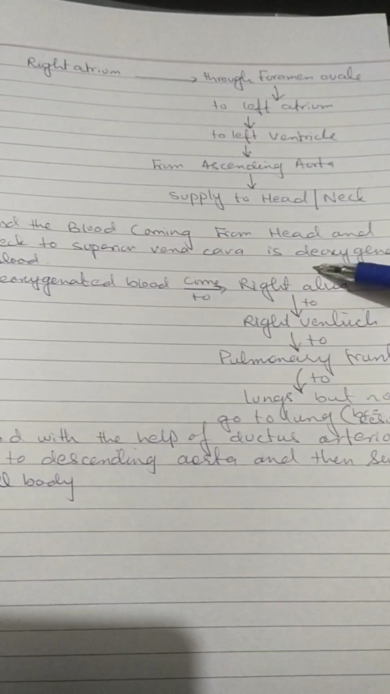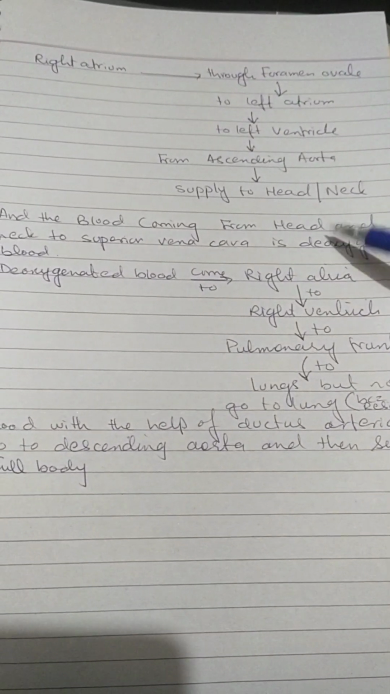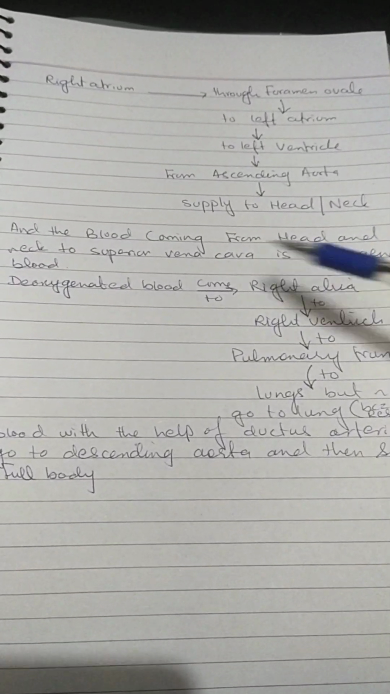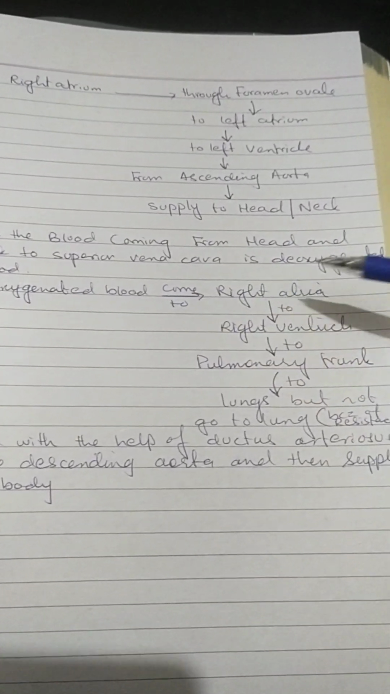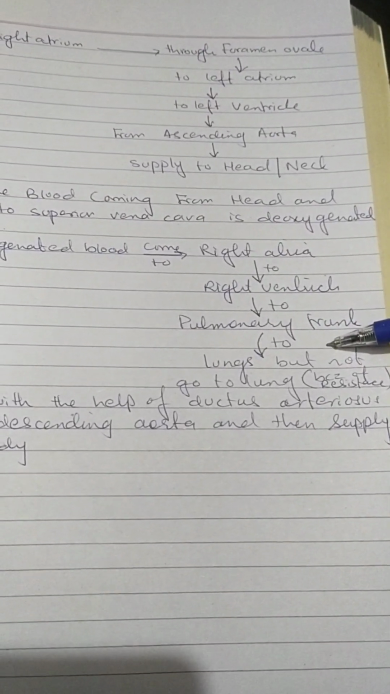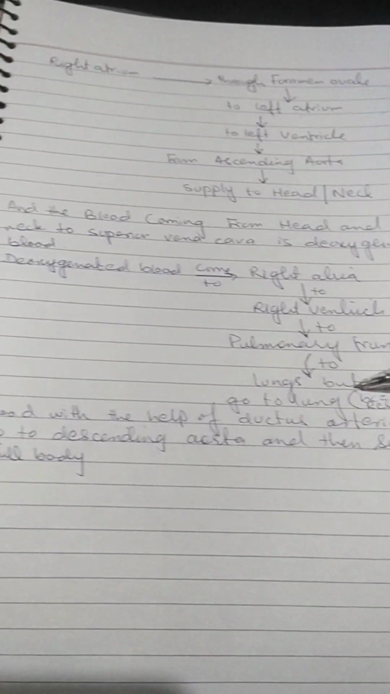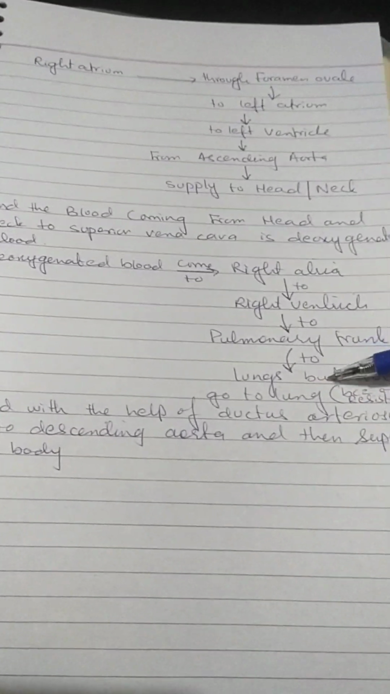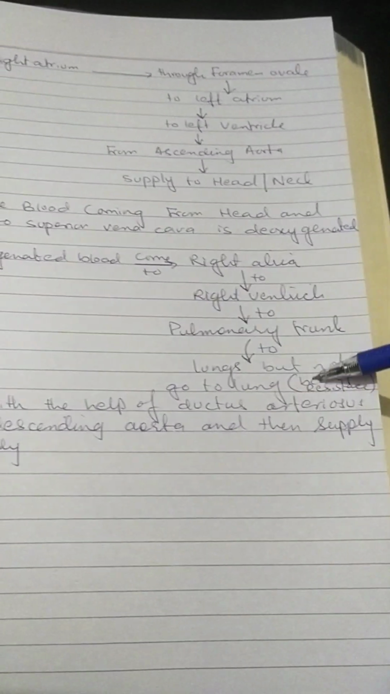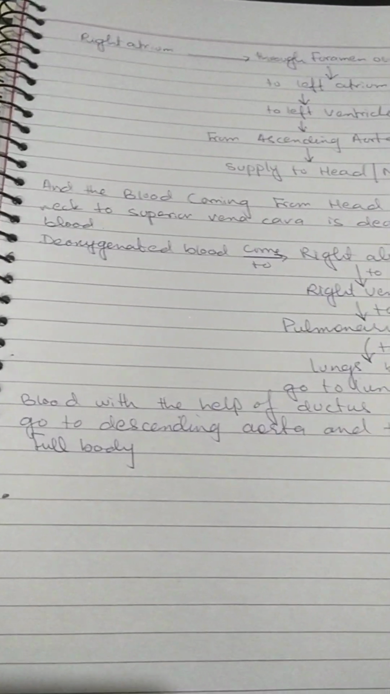The blood coming from the head and neck to the superior vena cava is deoxygenated blood. This deoxygenated blood comes to the right atrium, to the ventricle, to the pulmonary trunk, toward the lung, but does not go to the lung because of resistance. So the blood, with the help of the ductus arteriosus, goes to the descending aorta and then supplies the full body.